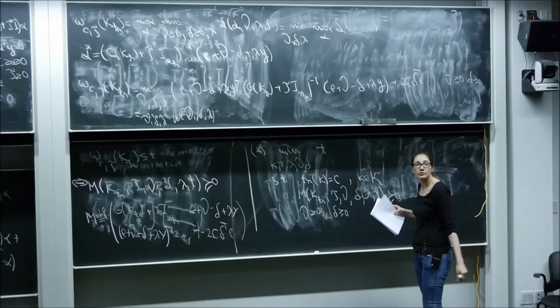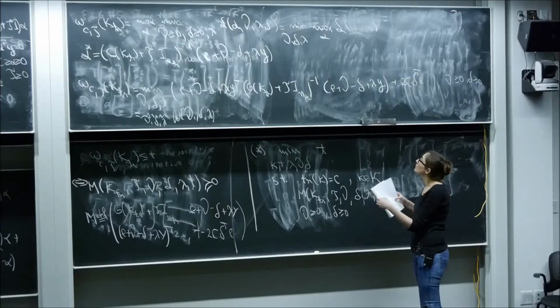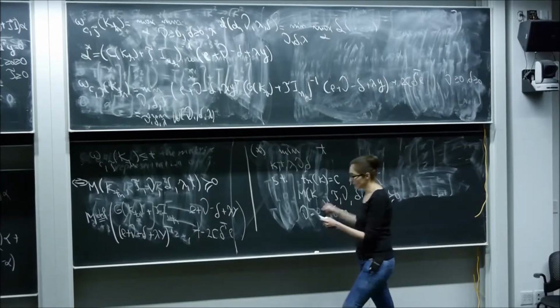Where should I write this? Should I just write this on the other? Or just leave this on.